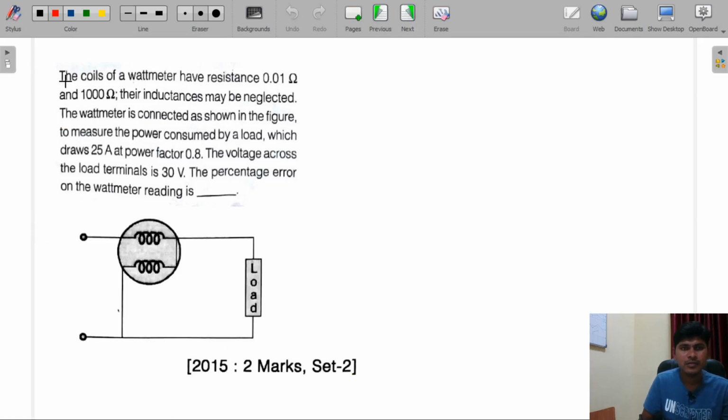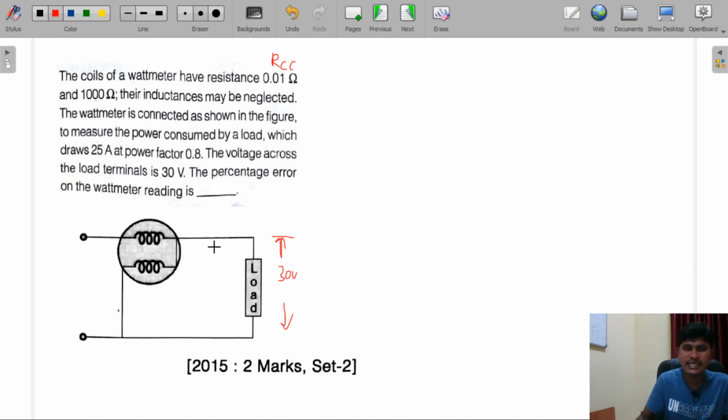The coils of a wattmeter have resistance 0.01. This is RCC, the current coil resistance, and this is the pressure coil resistance. Their inductance may be neglected. The wattmeter is connected as shown in the figure to measure the power consumed by a load which draws 25 amps at 0.8 power factor. The voltage across the terminals is 30 volts. Find the percentage error on the wattmeter reading.